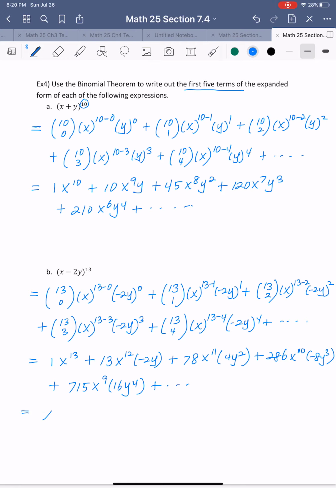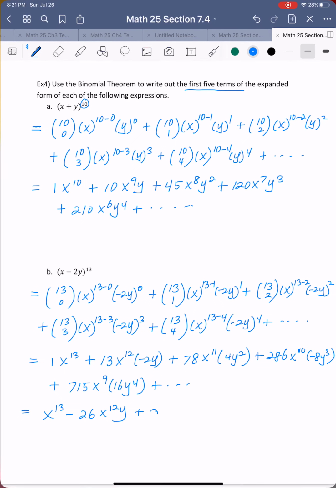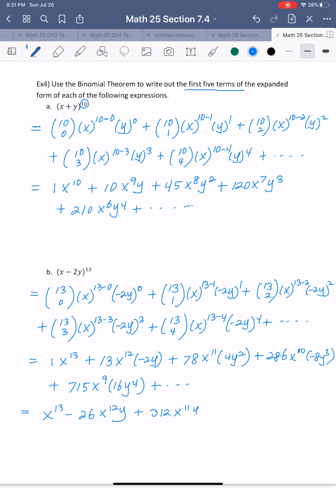Simplify further. So x to the 13th power minus 26x to the 12th y, plus 78 times 4, which is 312, x to the 11th y squared, minus 286 times 8, which is 2288, x to the 10th y cubed, plus 715 times 16, which is 11,440, x to the 9th y to the 4th. And then you can go further if you want, okay? That's what they needed.